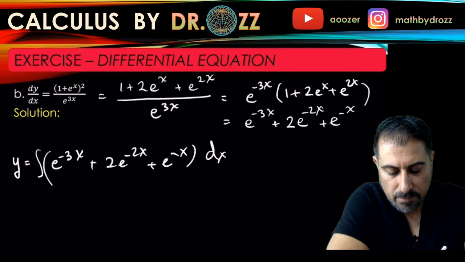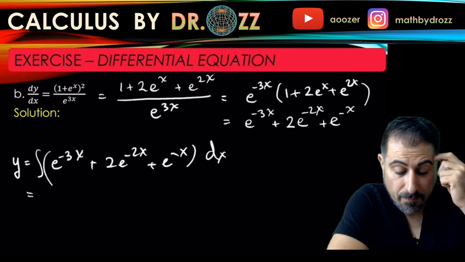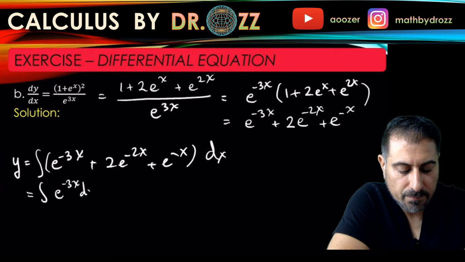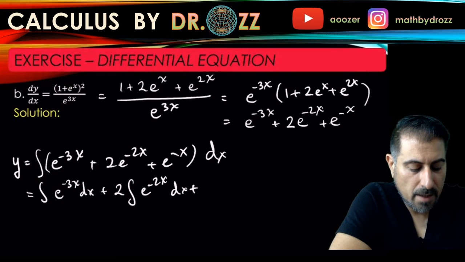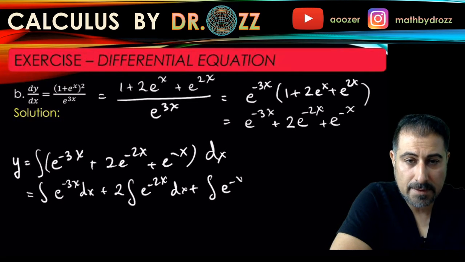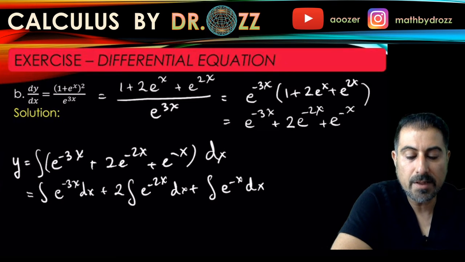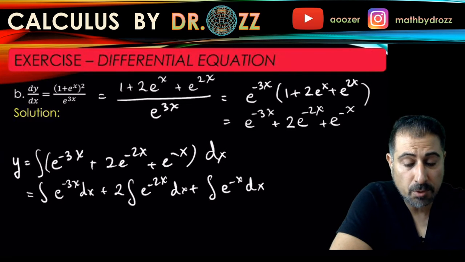And let's do it. So let me just save some space here. Okay. So here we go. The integral of e to the minus 3x dx plus 2 times the integral of e to the minus 2x dx, right? And then plus the integral of e to the minus x dx. There we go. I have 3 different exponentials and 3 different u substitutions going along with that.